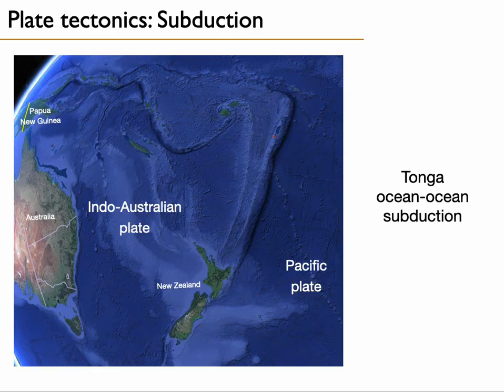Here is a fantastic example of oceanic subduction. That's the Tonga oceanic subduction. So you see a beautiful trench here. We are at the east of Australia, and that's a subduction zone between the Indo-Australian plate and the Pacific plate.